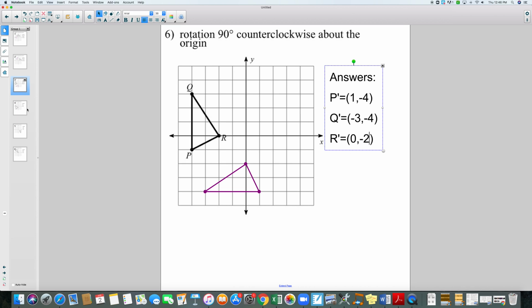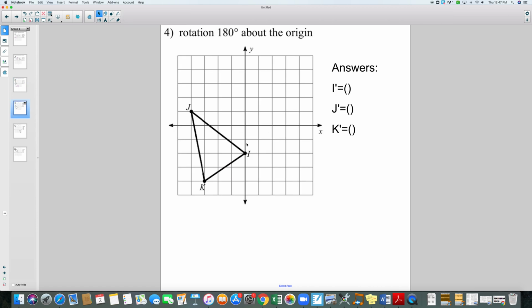Now let's talk about the 180. 180 is a little bit easier, especially if you have a ruler. The reason there's no clockwise or counterclockwise is that if you go clockwise, you'll end up in the same spot. If you go counterclockwise, you'll end up in the same spot.